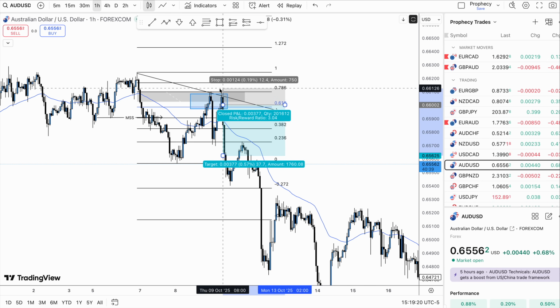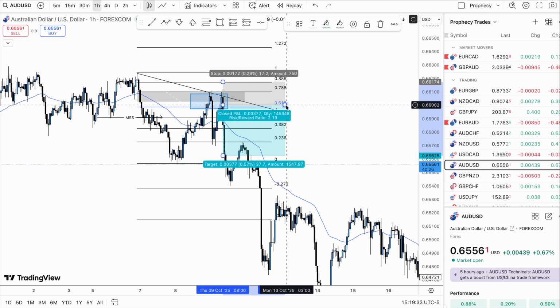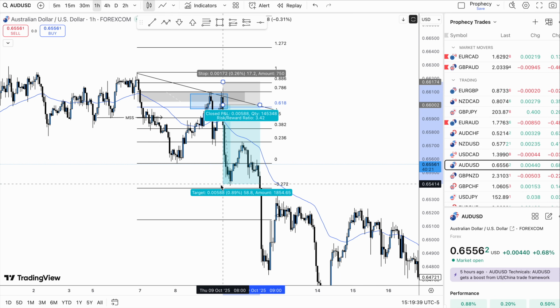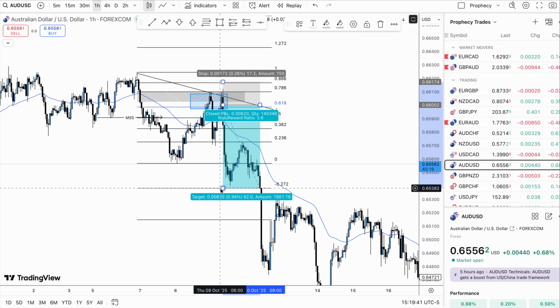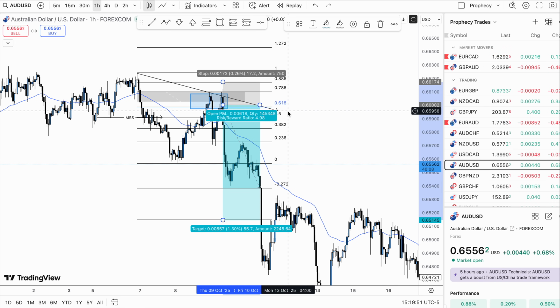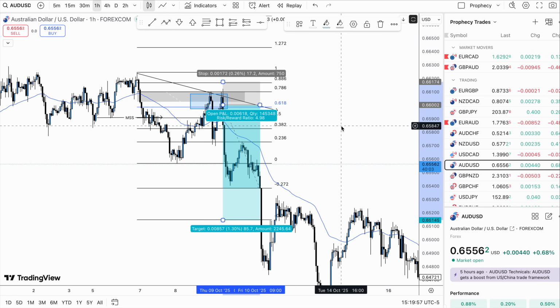Stop would be just outside the fib trick in this case, or outside the respective Fibonacci zone. The respective Fibonacci zone would be the 78.6, so the 88.6 would be our stop loss, giving us roughly a 17 pip stop loss. Our first initial target would be this minus 27. Then our second and final take profit would be that minus 61.8, giving us almost a 1 to 5 risk reward. So that's exactly how you spot, trade, and optimize a fair value gap in your trading plan.